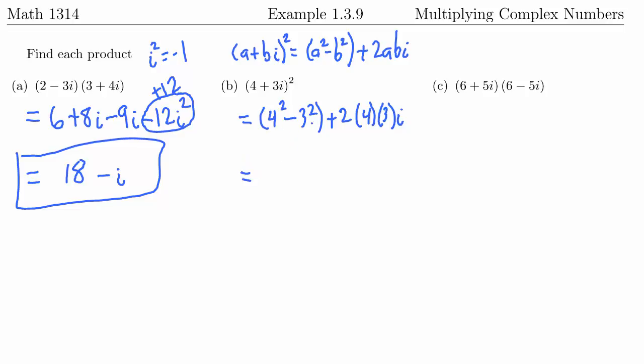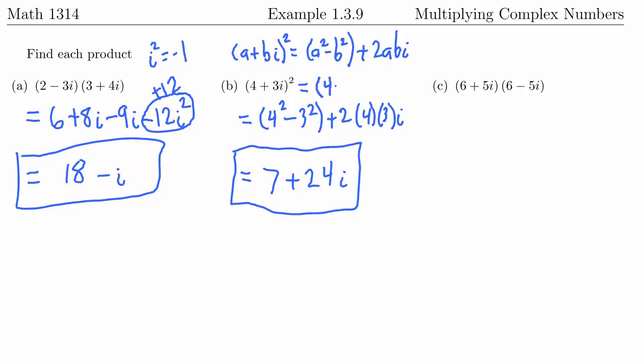4 squared is 16 minus 3 squared, which is 9, so 16 minus 9 is 7. 2 times 4 times 3, well, that's 8 times 3 is 24, so that's 7 plus 24i. You don't have to do it this way using the formula. You could simply write this out as 4 plus 3i times 4 plus 3i, and then you can FOIL all that together exactly like you just did over here on letter A.